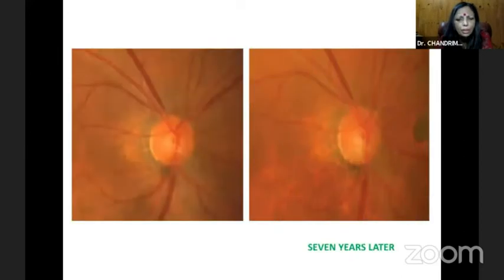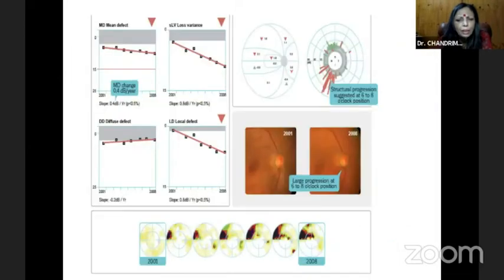This is another patient 7 years later. And that's the thinning of the retinal nerve fiber. And there's a large progression out there. So the Octopus has detected it here. The green lines that you see are the areas which have improved, and the red lines are the ones where it's deteriorated. So you can actually detect both structure and function deterioration progression on the Octopus polar trend analysis.